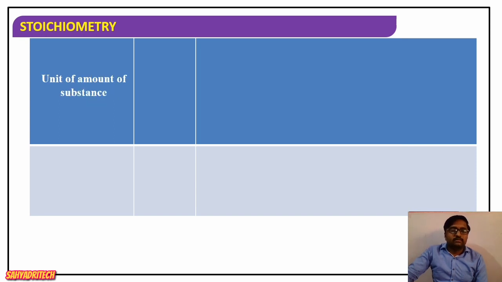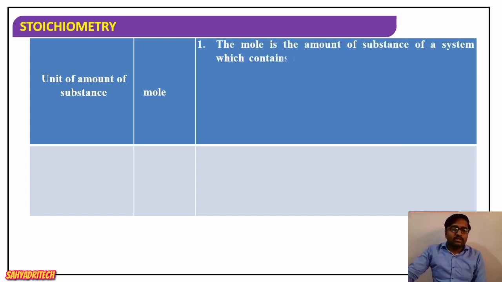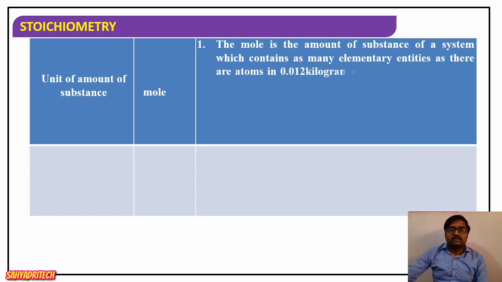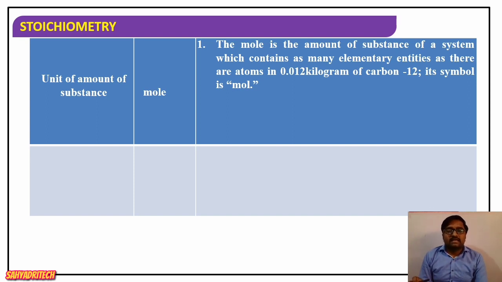Next, coming to the unit of amount of substance. What is the amount of substance? Its unit is mole. So what is mole? Mole is the amount of substance of a system which contains as many elementary entities as there are atoms in how much? In 0.012 kilogram of carbon 12 isotope, and its symbol is mol.